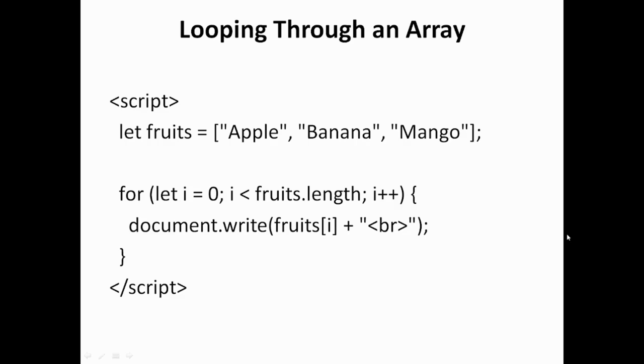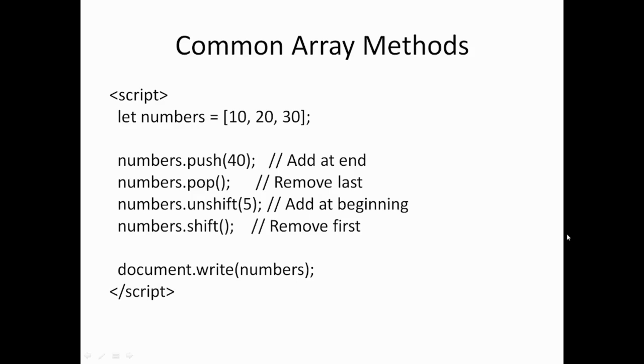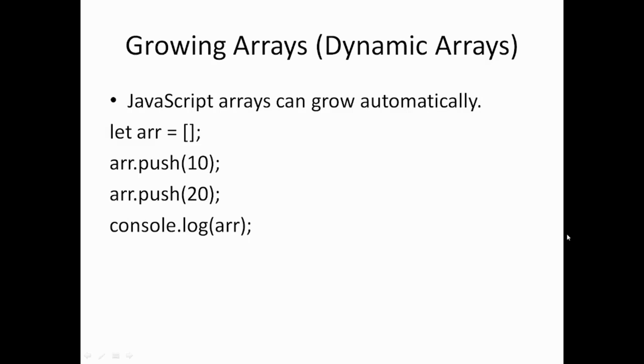Like other languages, we can iterate over the array by using the index. The common array methods in JavaScript are push, pop, shift, and unshift. Push will add an element at the end of the array, and pop will remove the last element from the array. Unshift will add at the beginning, and shift will remove the first element. In JavaScript, there is no need to declare the size; it can grow automatically. It is dynamic in size.